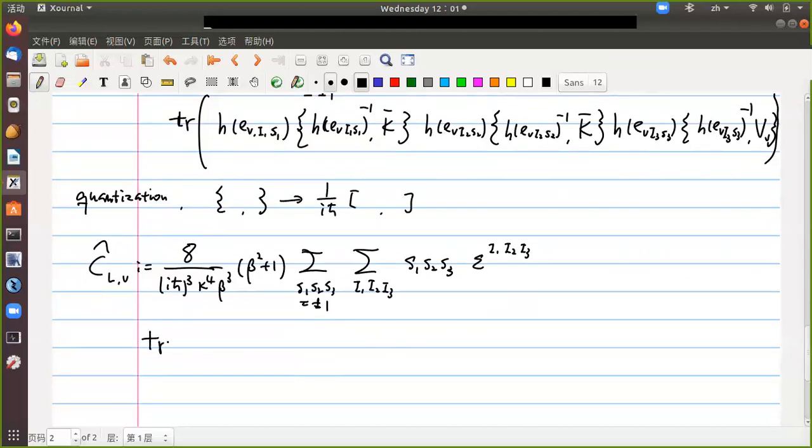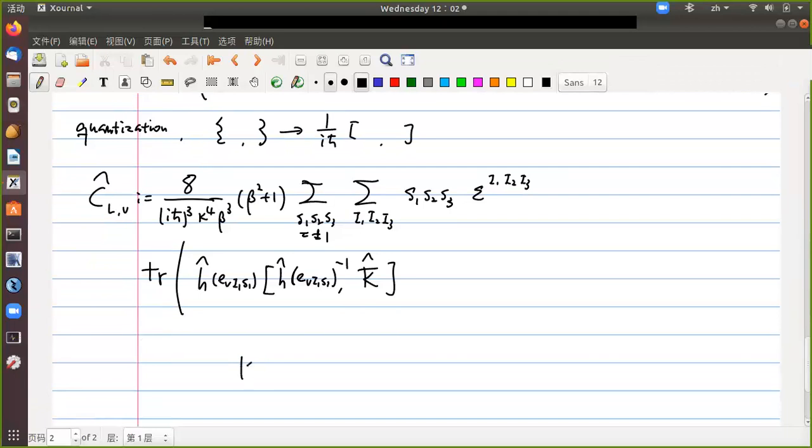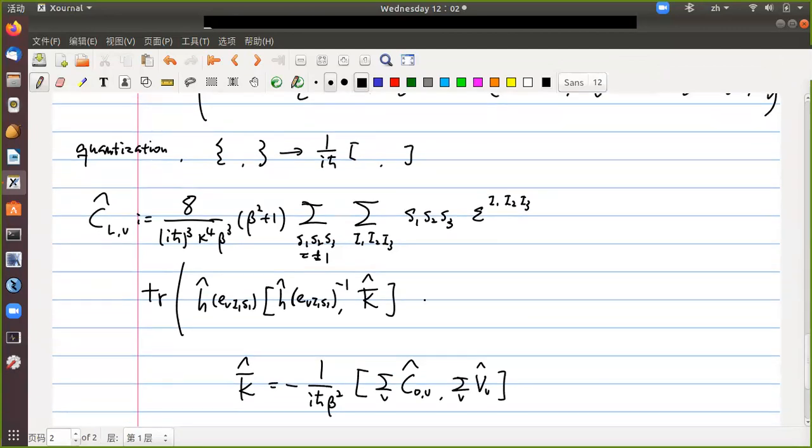Okay, and the trace and holonomy operators, and now the commutator. Now this K bar has to be an operator as well. Well, what is this K bar operator? This K bar operator is just to replace the Poisson bracket by the commutator divided by h bar. The commutator of V, this is just the Euclidean Hamiltonian constraint operator, and the volume operator. I2 S2.